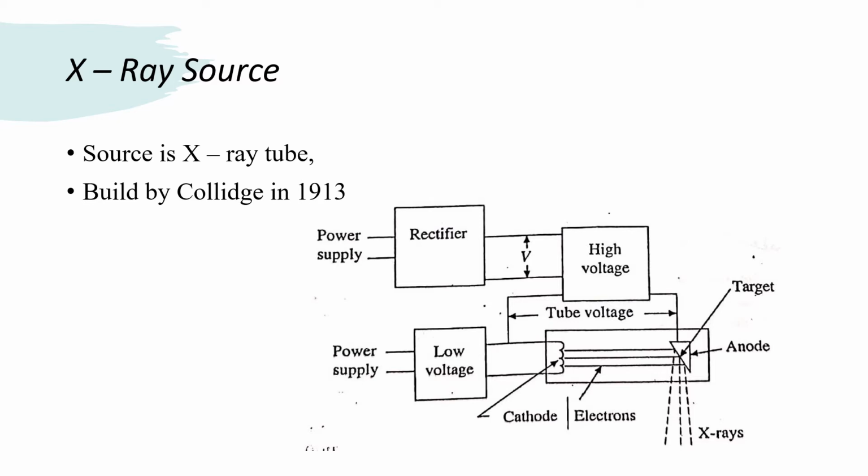This X-ray tube was built in the year 1931 by the Coolidge. As I said, the X-ray tube consists of a glass bulb under vacuum, enclosing a positive electrode or anode and a negative electrode or the cathode.